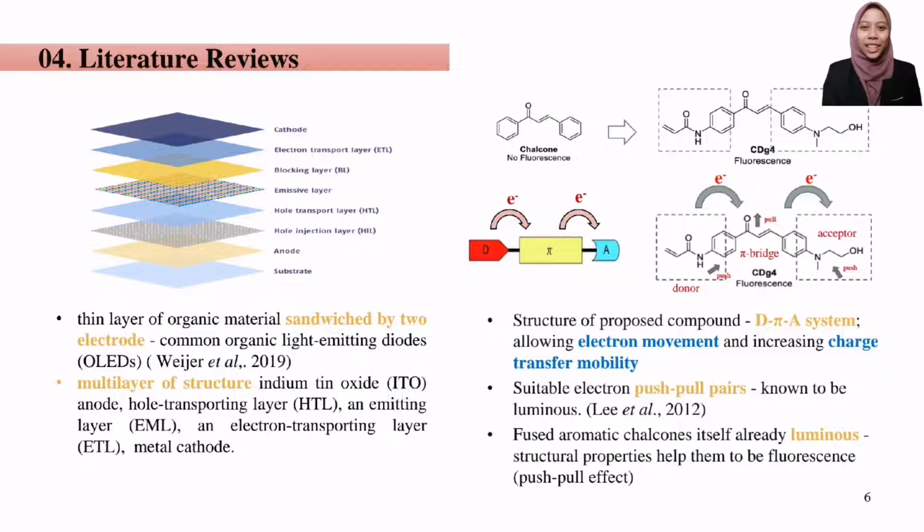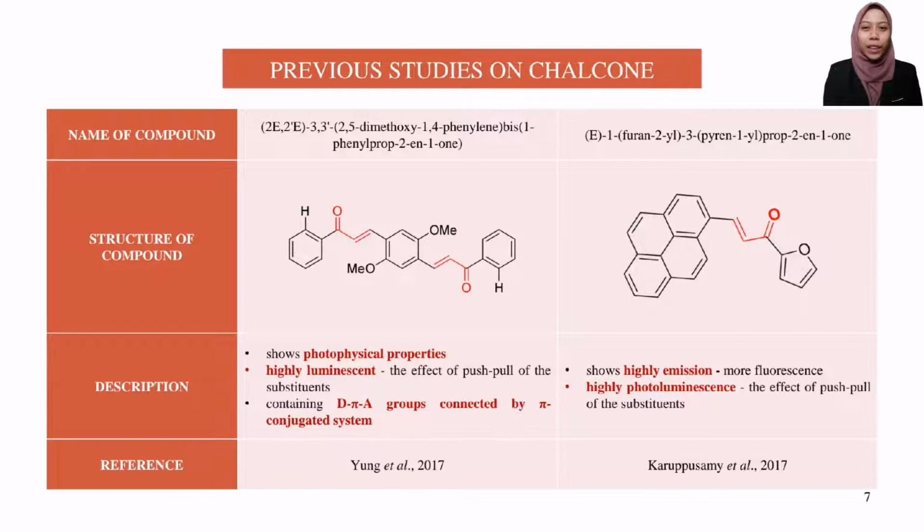As stated in the introduction, a conjugated fused aromatic chalcone system, where the push and pull effect is represented in the donor pi acceptor system, allows electron movement and increases charge transfer. Mobility also supports the fact that some chalcone derivatives with a suitable electron push-pull pair are known to be luminous. Here are also some previous studies for chalcone derivatives with luminous properties.